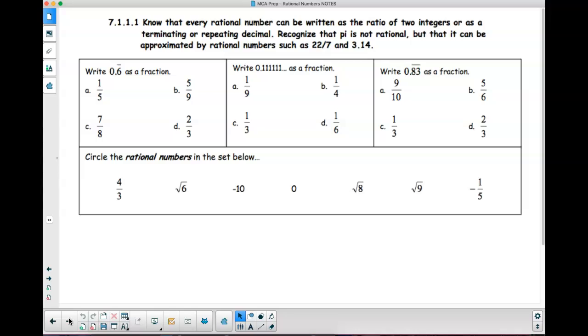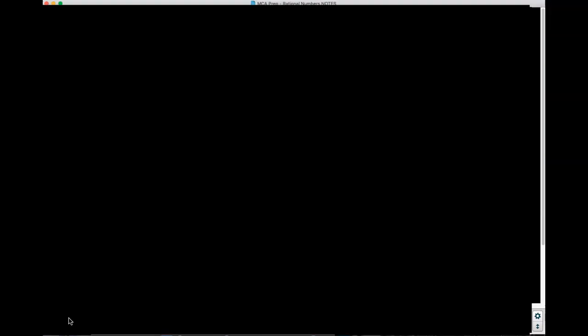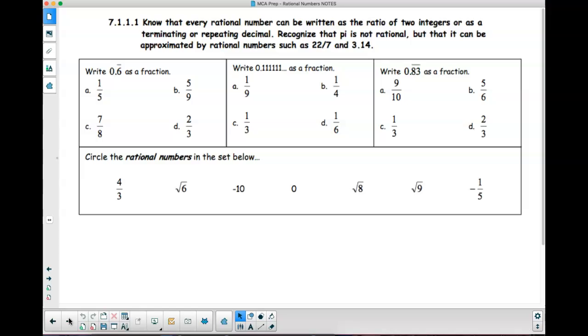Okay, so we have to be able to do a few things. We need to be able to write a number as a fraction, recognize decimals and turn them into fractions, recognize fractions and turn them into decimals. Also be able to recognize rational numbers. So let's start with this first one.